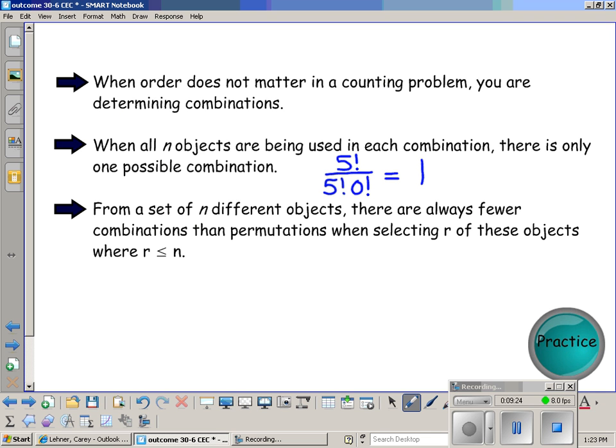So if you are using everyone, if we say we have 5 people and we want 5 people working, there's only 1 way that we can make that choice. And then from a set of n different objects, so let's say 5 different objects, there are always fewer combinations than permutations when selecting r of these objects when r is less than or equal to n. So what we're saying, if there are 5 people, as long as we are choosing 5 or smaller, which we would have to, there will always be fewer combinations than permutations.